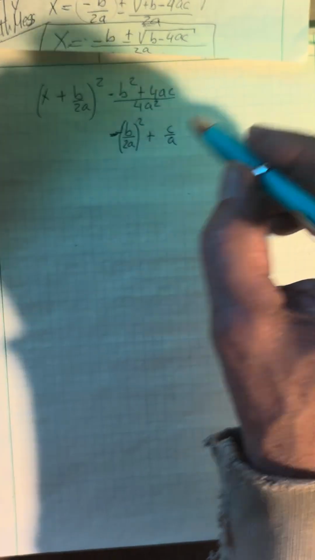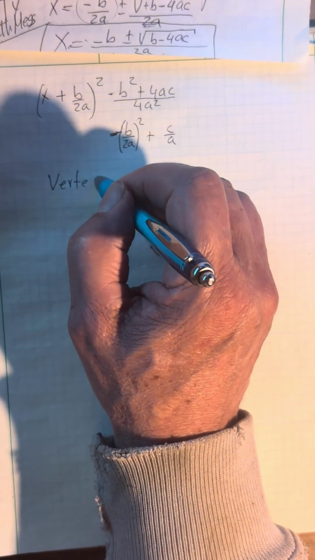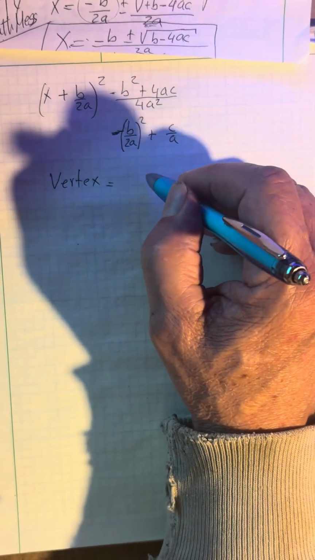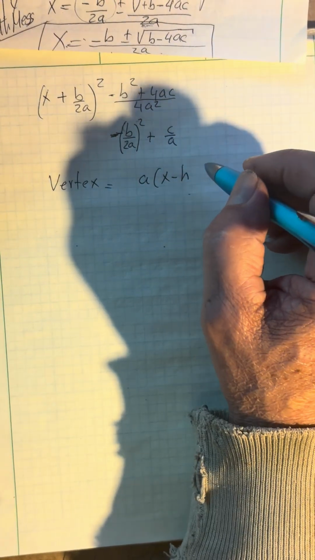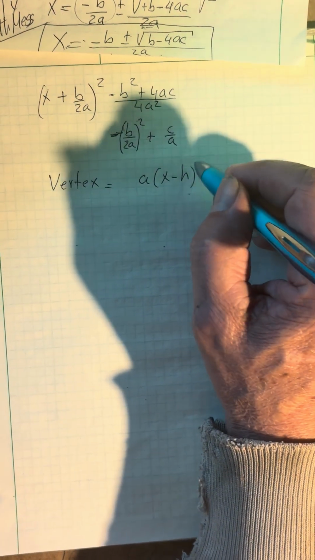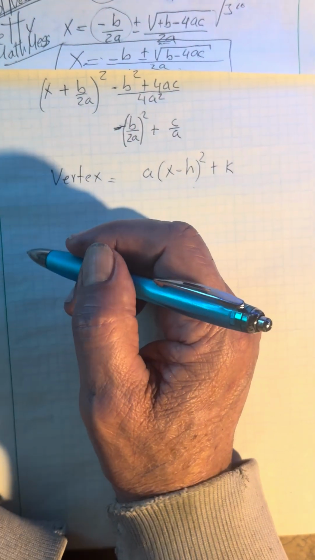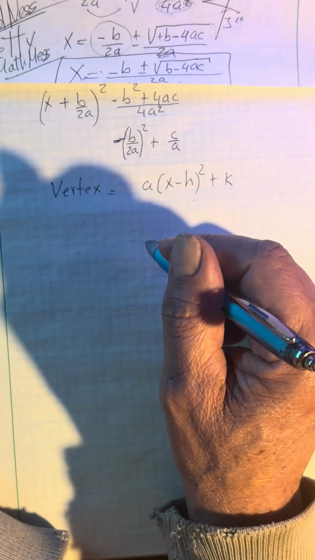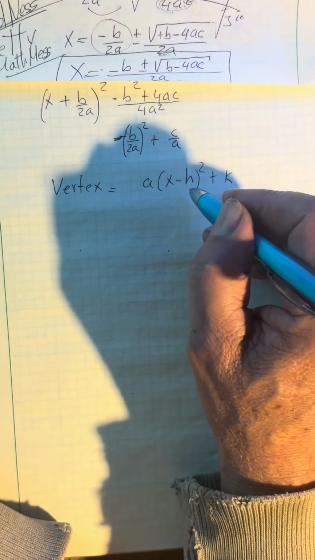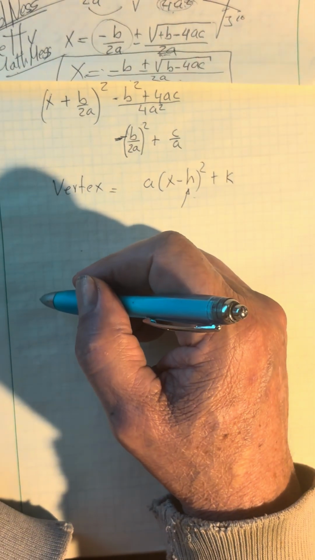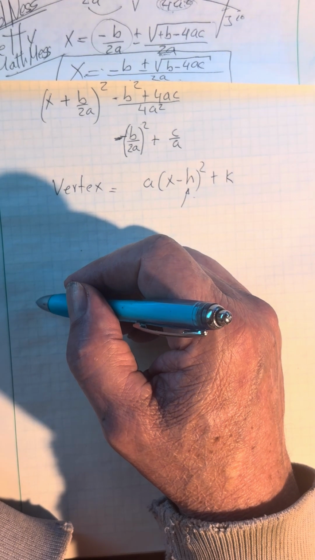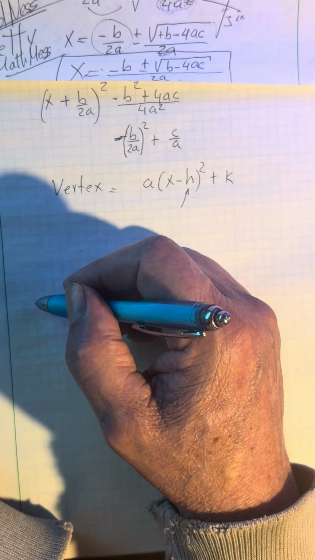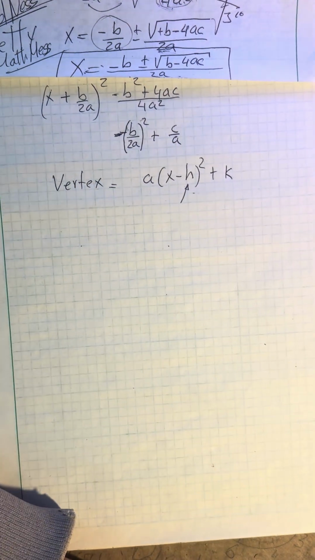And the vertex formula is equal to a times x minus h, squared, plus k. Which means this is correct. Wait a minute. Is that true? Let me see. Let me think a little bit.